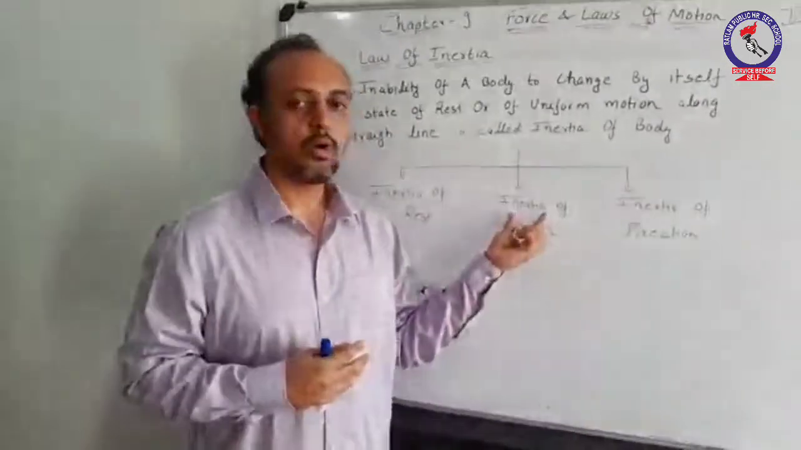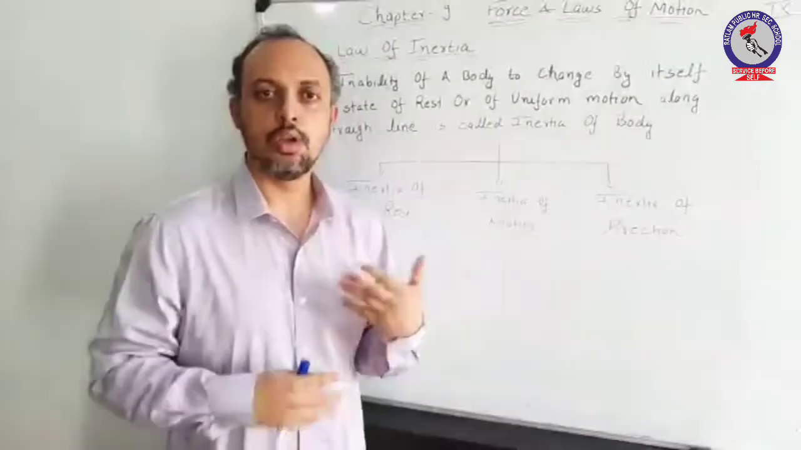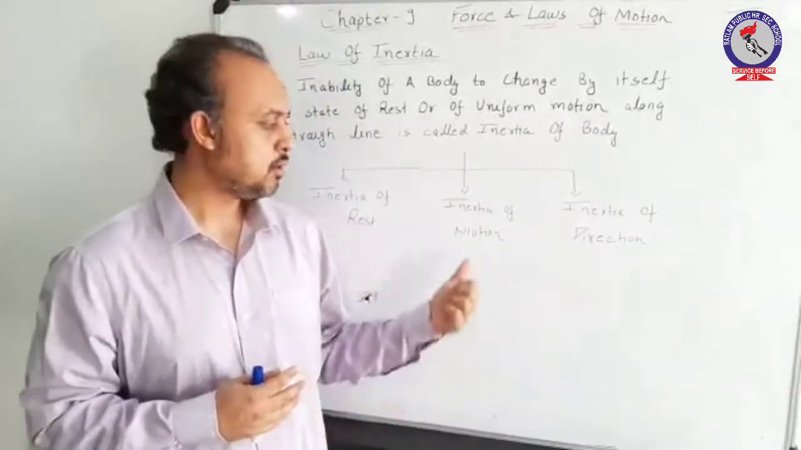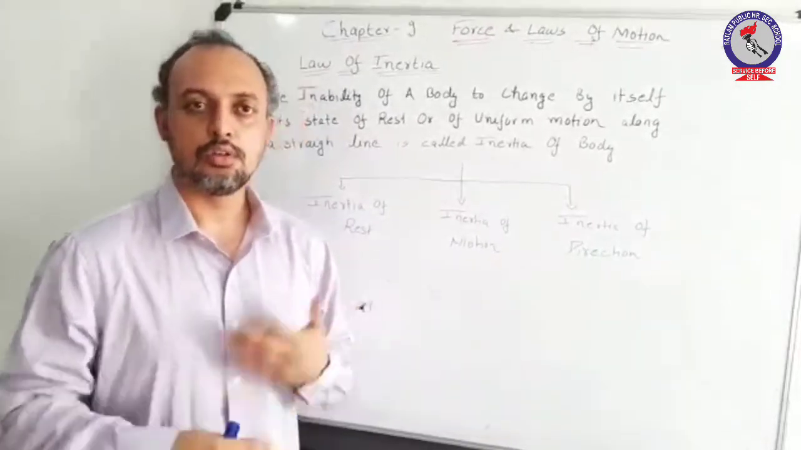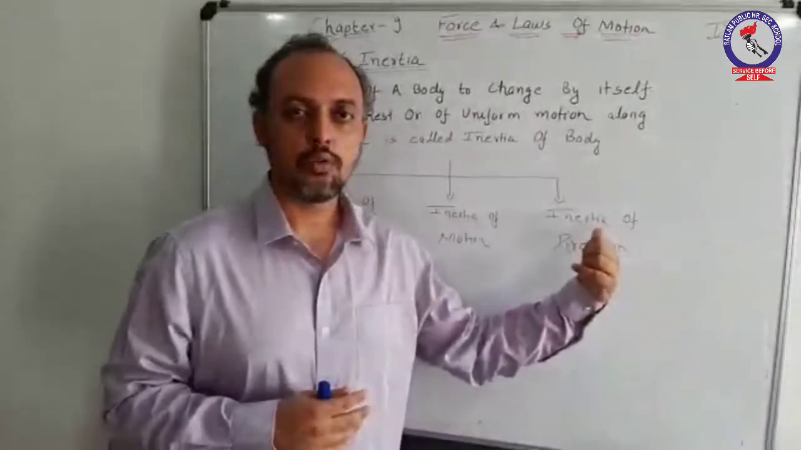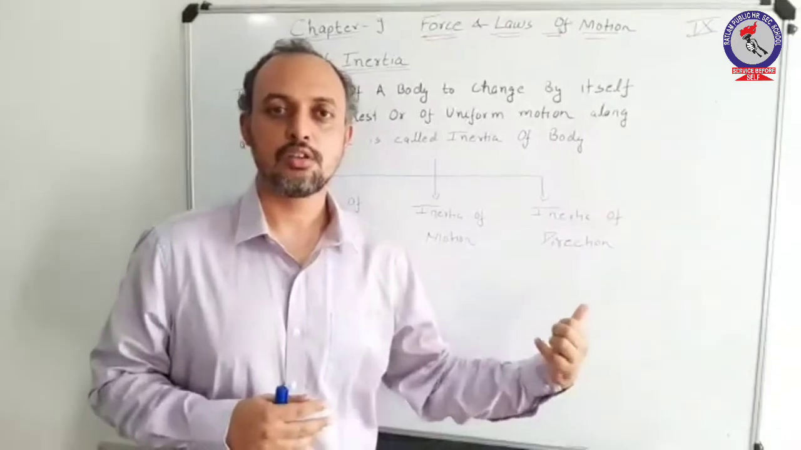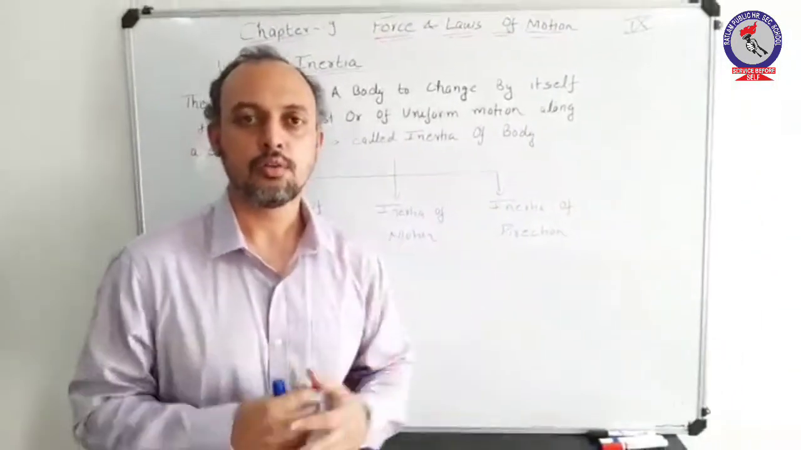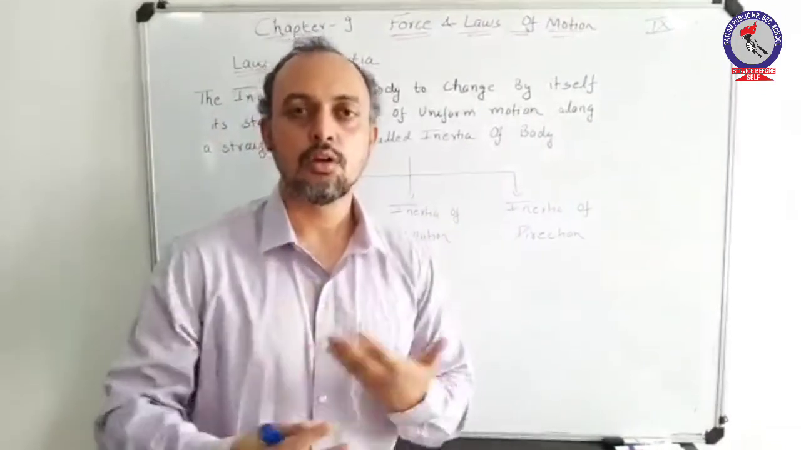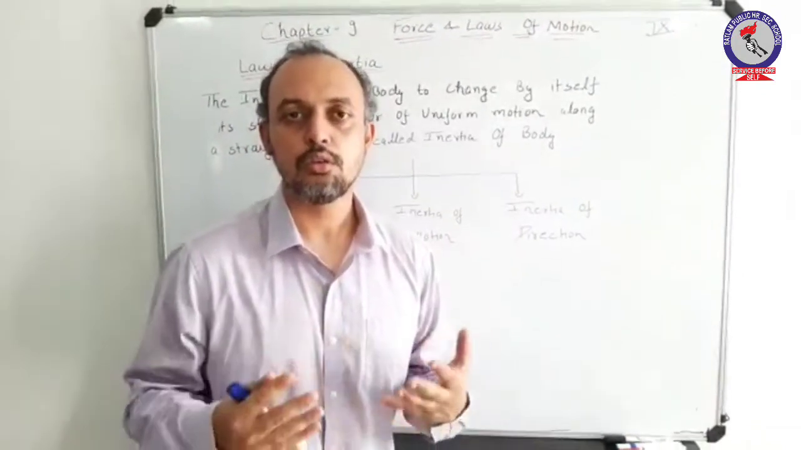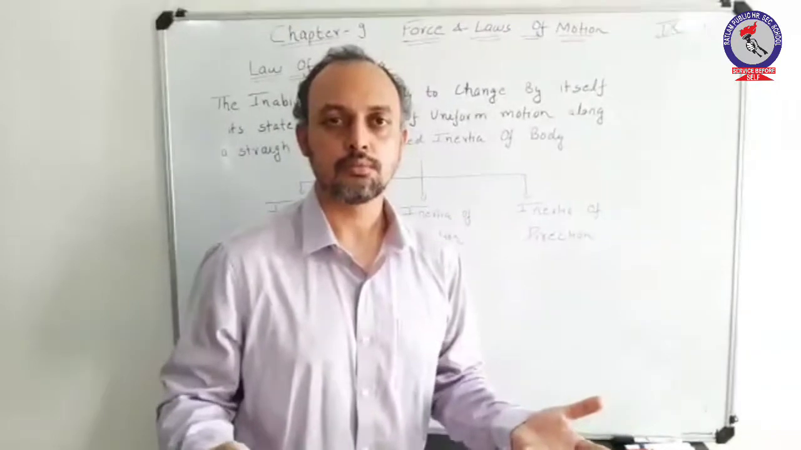Similarly, if a body is in motion, the inability of a body to change its state of motion is known as inertia of motion. Similarly, the inability of a body to change its direction by itself is inertia of direction. In all the three types, an external force is required to change the state of the particular body.